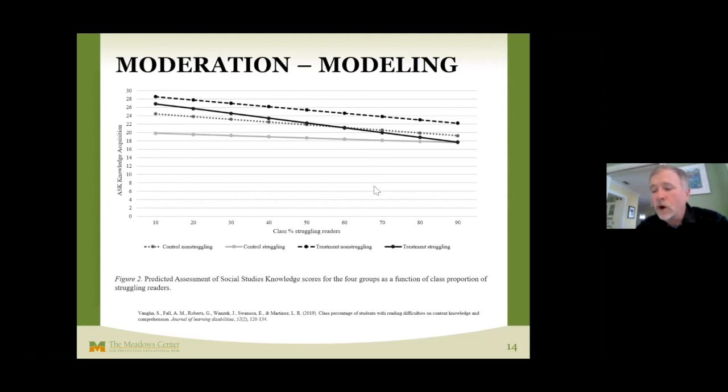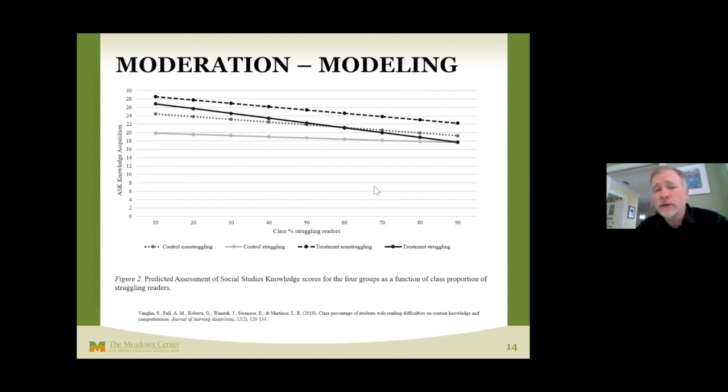In classrooms with large proportions of struggling readers, the outcomes for struggling readers in treatment do not differ from the outcomes for students in BAU. So if you look at the 80, 70, 80, 90% classrooms like that, the outcomes for students who are struggling are really not different from kids in BAU.